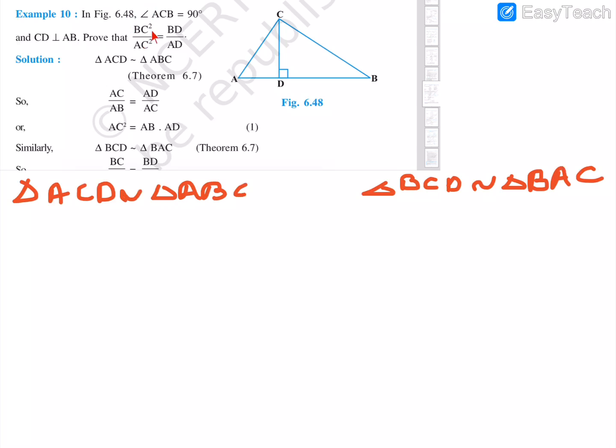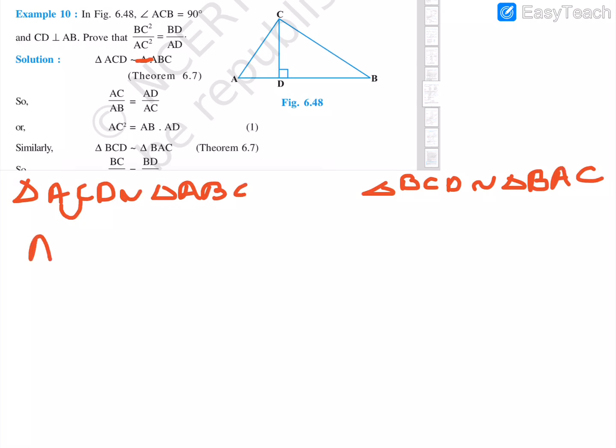All we need is BC square. So we need to get two BCs, and for AC square we need to get two ACs. Here we can get two ACs, because in both the triangles we have AC, and here we can get two BCs, because here also we have BC and here also we have BC. So let's try to get them. First target is AC square.